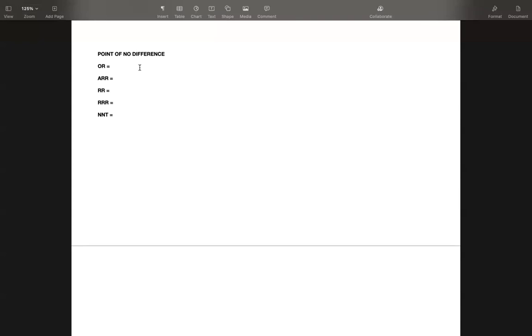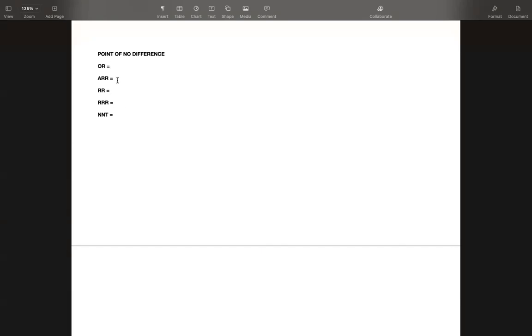Okay, so now we are moving on with a very important thing, which is the point of no difference. You all should know this in order to solve the questions, and it will also help you in reading the articles. That is very high yield. What does it mean by the point of no difference? It means, what are the values of no difference for all of these things which we just discussed, like odds ratio, ARR, RR, RRR, and NNT?